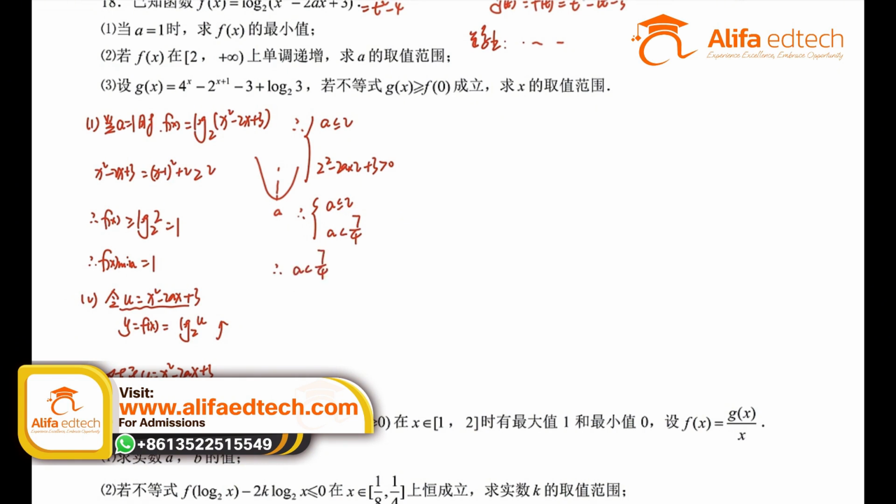It must be less than or equal to 2, and also less than 7 over 4. So to answer, its range is the open interval from negative infinity to 7 over 4. Okay, now we're told there's a function called g(x). Hey, we're very familiar with this structure. 4 to the power of x can be written as 2 to the power of x squared. It's just a composite of an exponential function and a quadratic function.